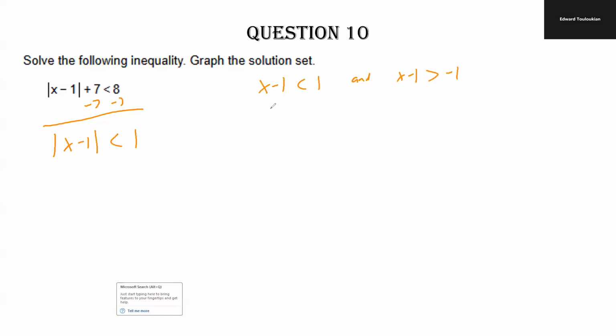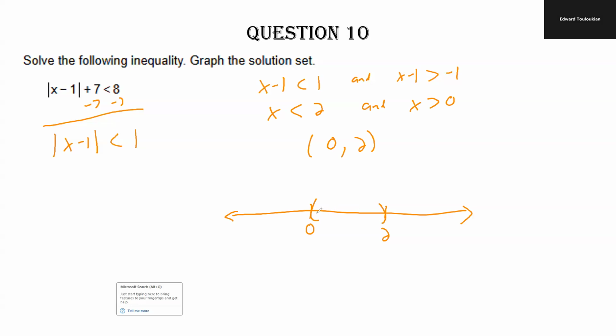So if I add 1 to both sides, x has to be less than 2. And if I add 1 to both sides, x has to be greater than 0. So that means that my solution then is between 0 and 2. And if I were to graph that, it would look something like this, where there's 0 here, 2 here. You would have open parentheses on both of these, and then your line is in between it like that.